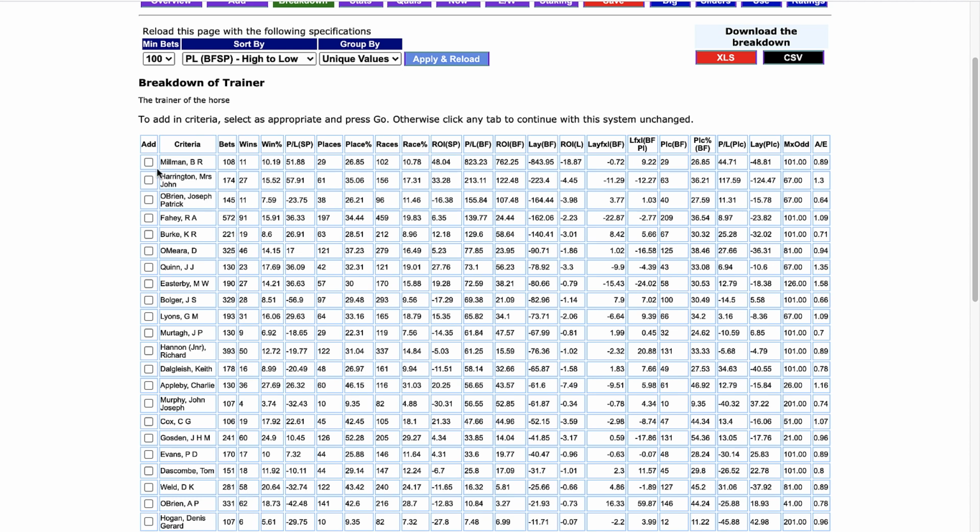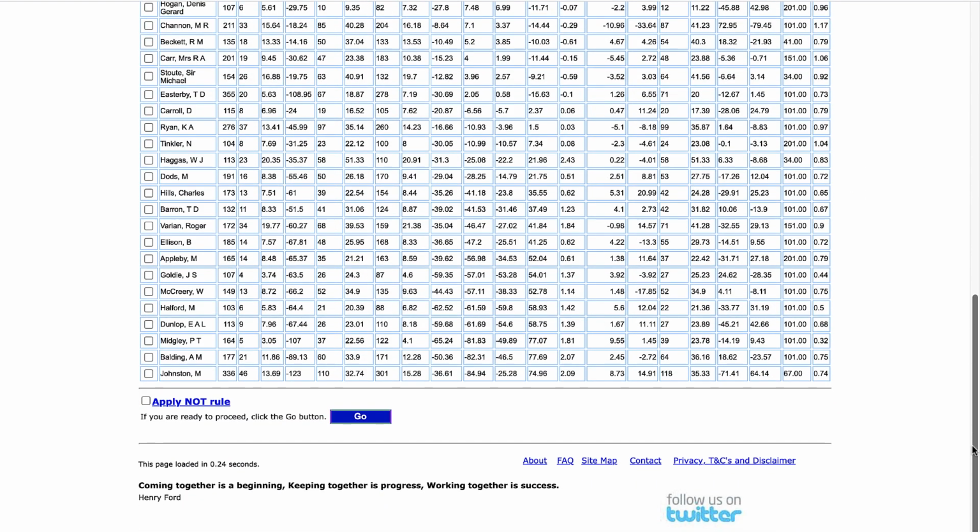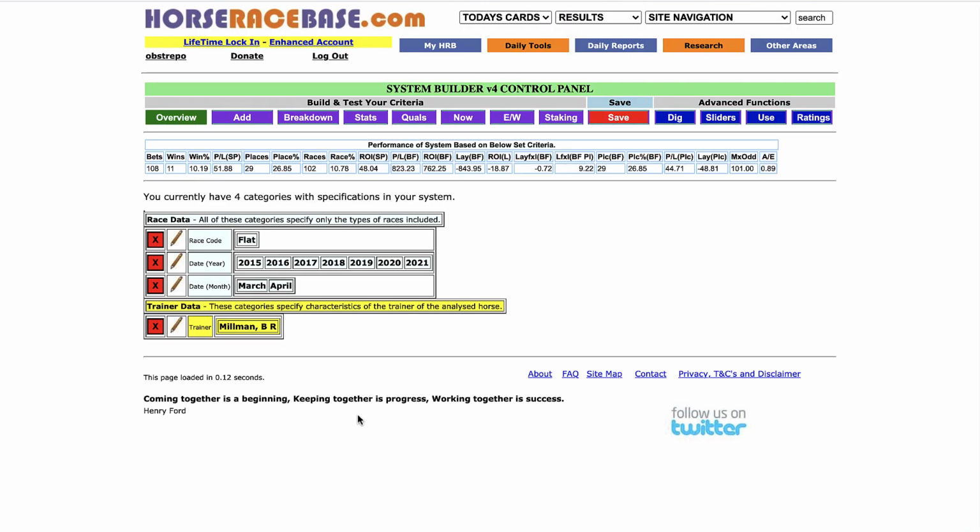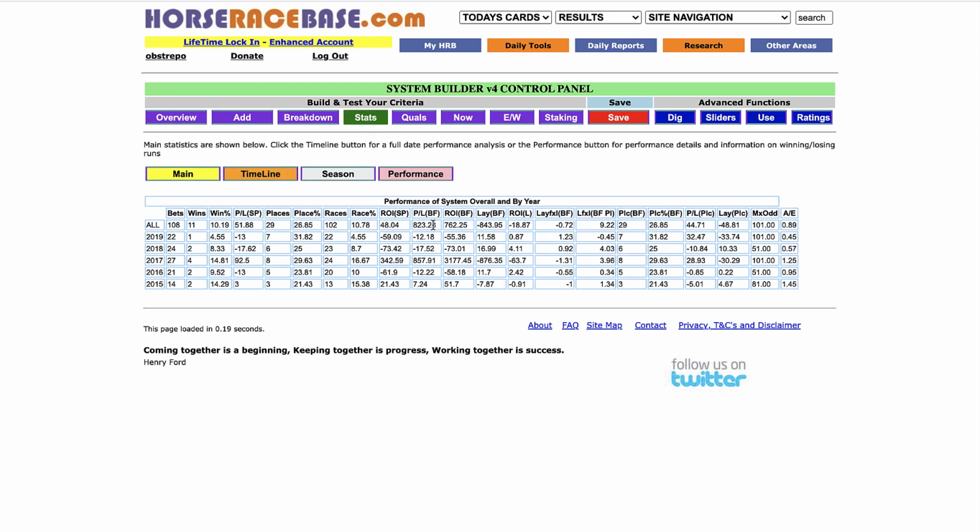So I'll start off with Millman. If I select him and then scroll down and click on Go. So now you'll see that we're just looking at selections for Millman and it tells us what his overall profit and loss is for all of those 5 seasons. But also if I click on stats, it will break it down on a year by year basis. So you can see here that 2019 and 18 made a loss, 16 made a loss, small profit in 2015, but all the profit seems to have come in that 2017 year.